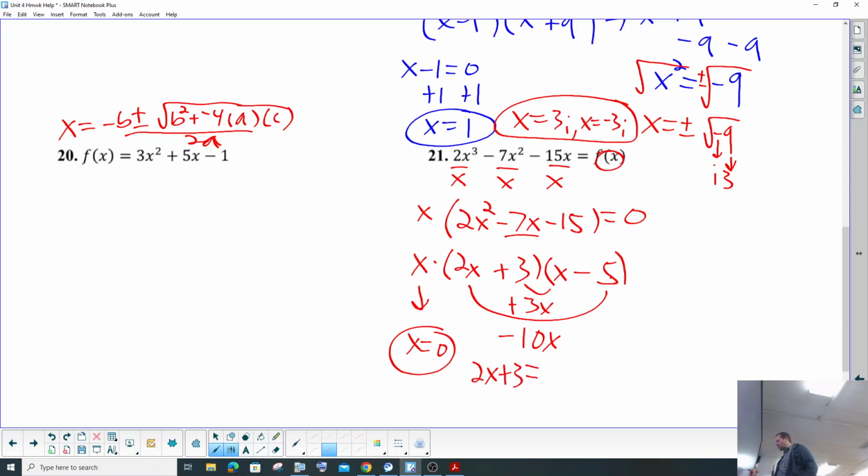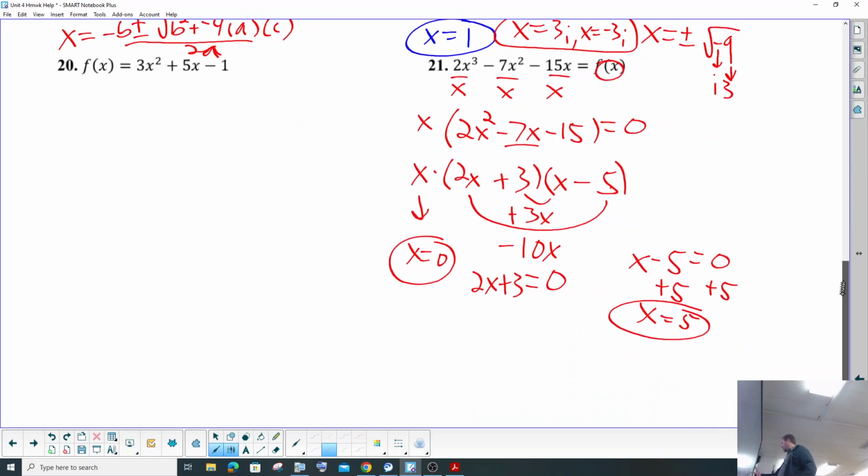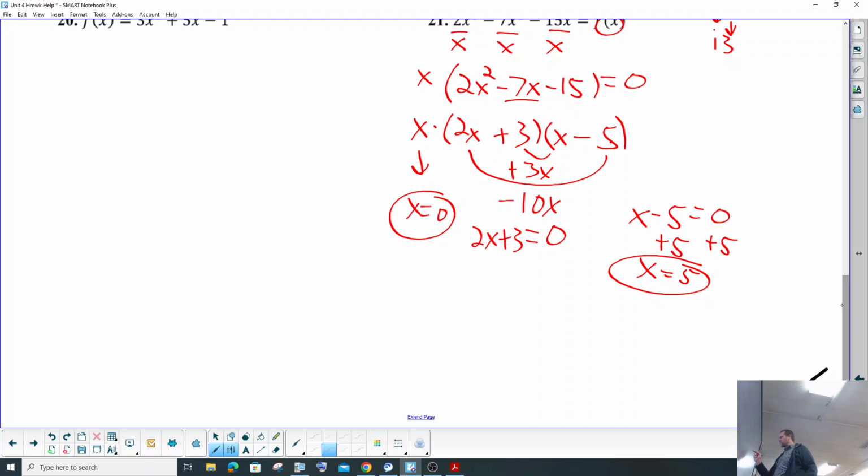So now we just have to set those equal to 0. We'll add 5 to the other side, so we get x equals 5. Okay, here's the tricky one. So we have to subtract the 3 to the other side.